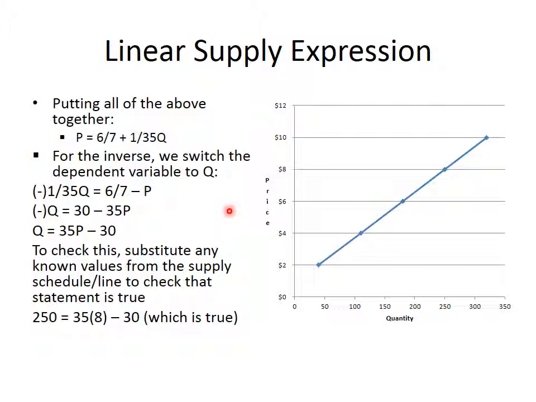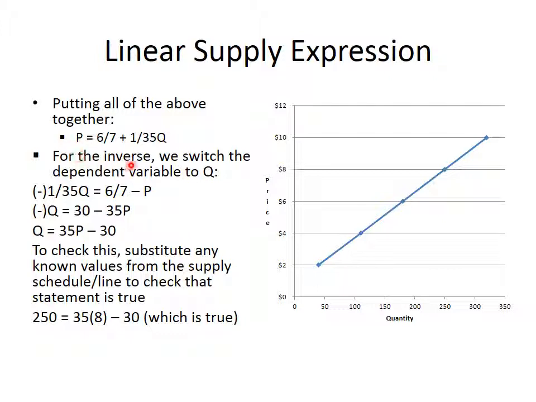What we've just figured out gives us this expression: P equals 6/7 plus 1/35 Q. Remember, when we deal with P, we're always dealing with dollars and cents. I suppose we could deal with euro or yen or whatever, but we're dealing with dollars and cents for now.